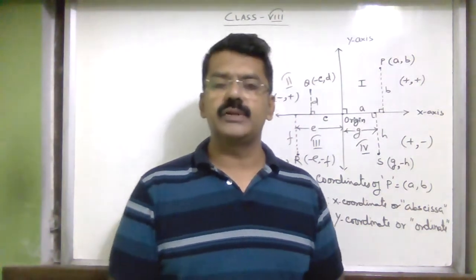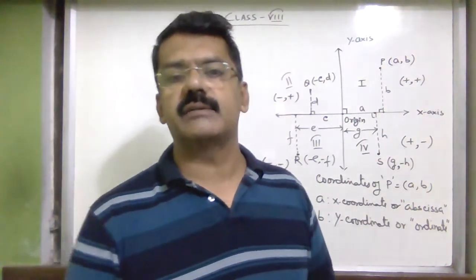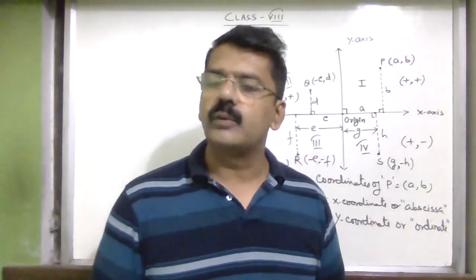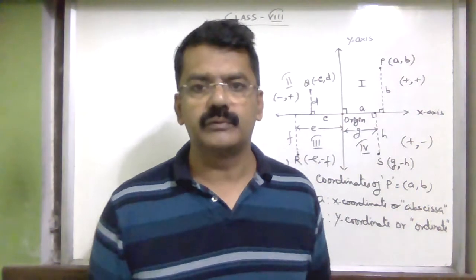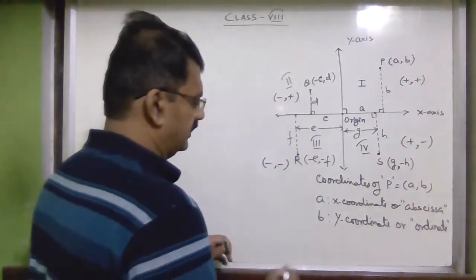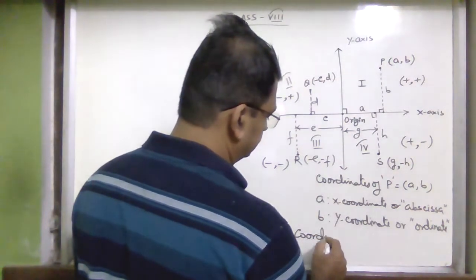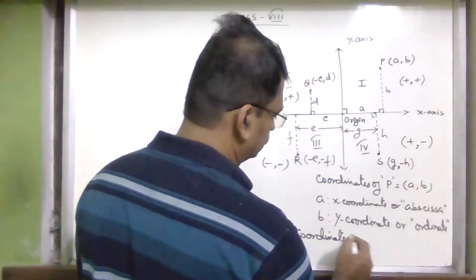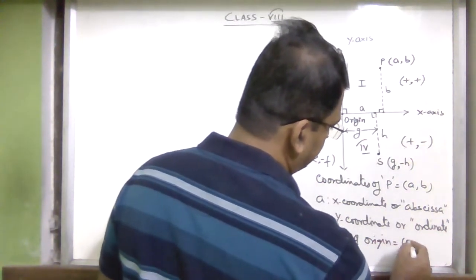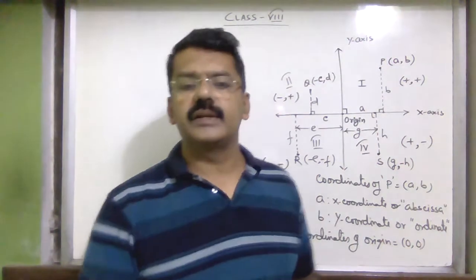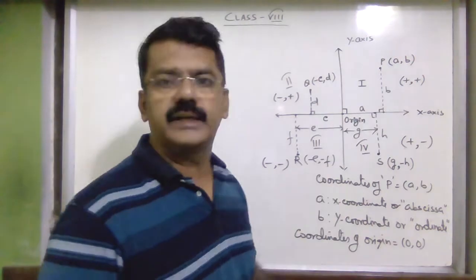Okay. Now, suppose you have to reach origin from the origin. Starting from origin and you want to reach origin, the distance covered along x-axis will be 0 and distance covered along y-axis will also be 0. You don't have to move actually, na? You are starting from origin and you want to reach origin, so you don't have to move. So the coordinates of origin is 0, 0. Always remember the coordinates of origin is 0, 0.